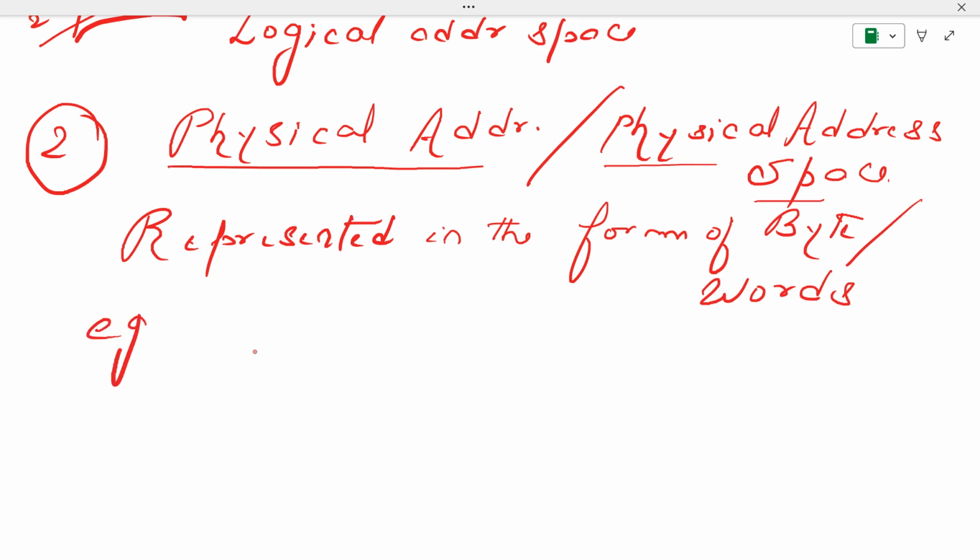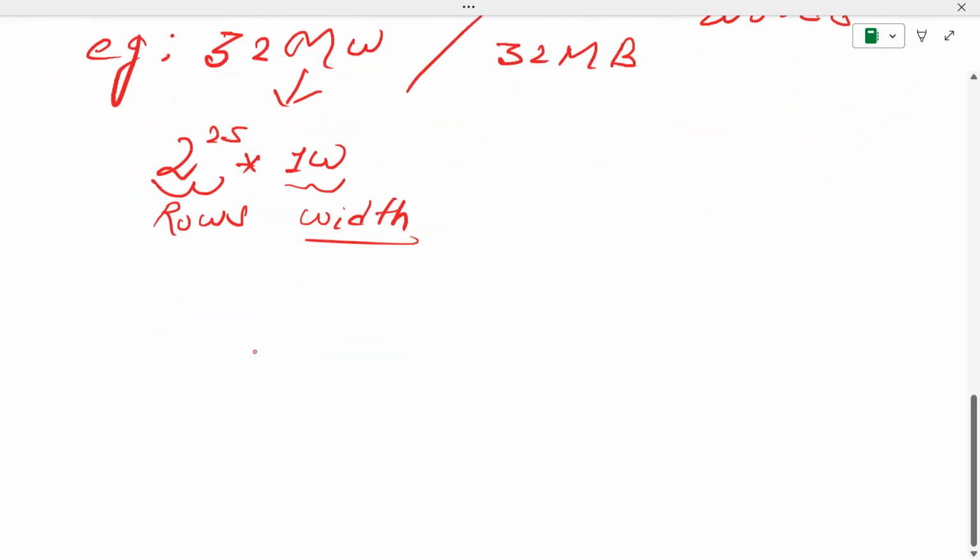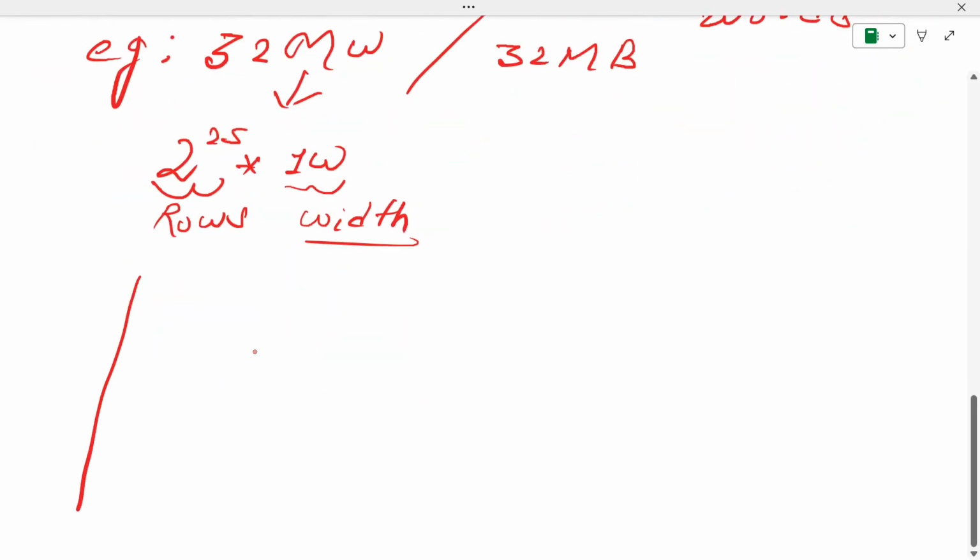For example, it can be 32 mega word, or it can be 32 megabyte. When we say 32 mega word, that means 2 raised to the power 25 times one word. So 2 raised to the power 25 rows will be there, and each row's data content will be one word. So if you see it in this way, this is the memory structure.